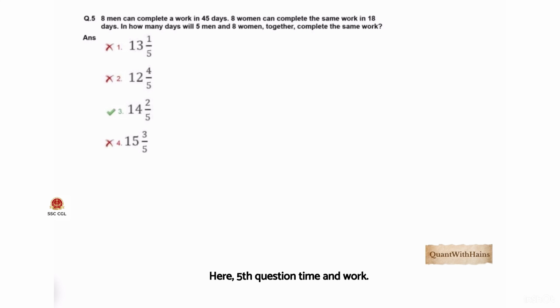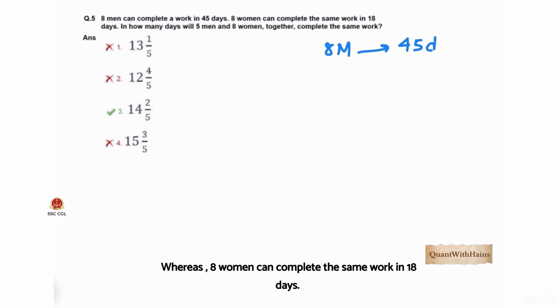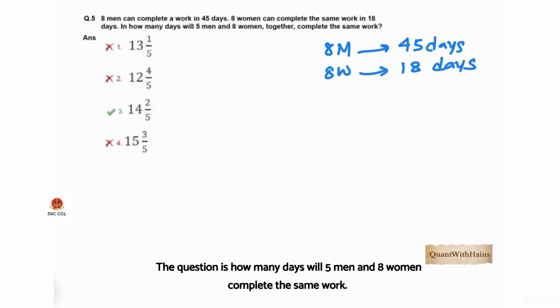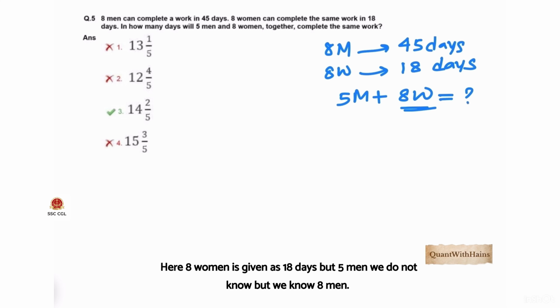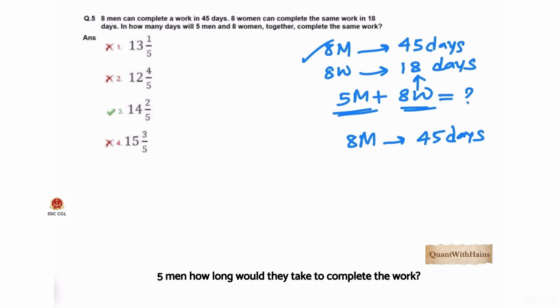Here fifth question, this is a time and work problem. Information given that 8 men can complete a work in 45 days, whereas 8 women can complete the same work in 18 days. The question is, how many days will 5 men and 8 women complete the same work? Here 8 women it is given as 18 days, but 5 men we do not know, but we know 8 men can do the work in 45 days. 5 men, how long would they take to complete the work?